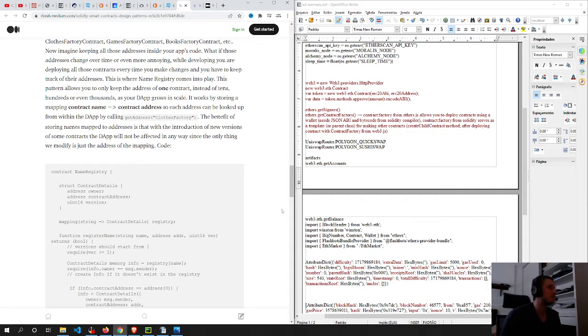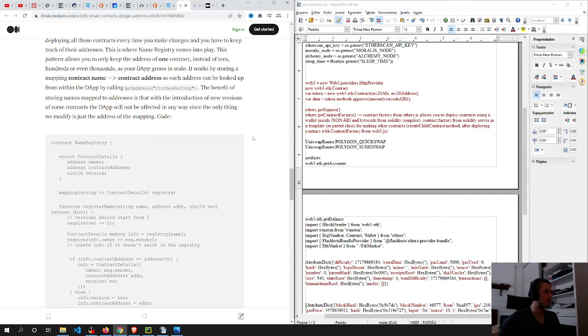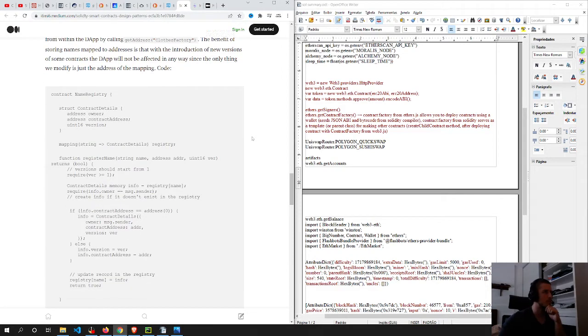This pattern allows you to only keep the address of one contract instead of tens, hundreds, or even thousands, as your dApp grows in scale. It works by storing a mapping of contract name to contract address, so each address can be looked up from within the dApp by calling getAddress close factory. The benefit of storing names mapped to addresses is that with the introduction of new versions of some contracts, the dApp will not be affected in any way, since the only thing we modify is just the address in the mapping code.